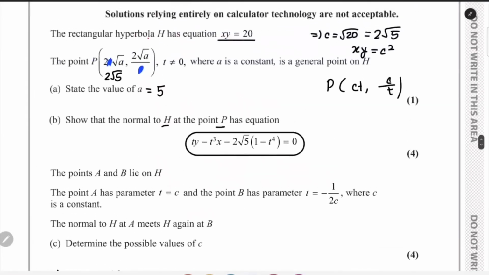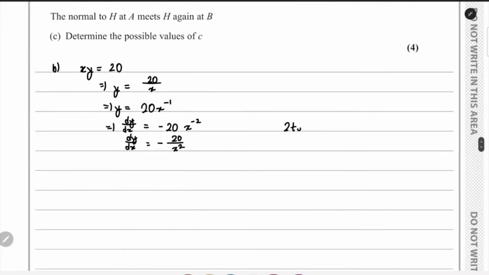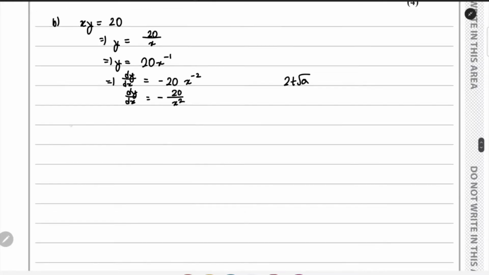Now I know the x coordinate of P. This is 2t root a. I have to square it. So the gradient of the tangent is minus 20 divided by, a is 5, so 2 root 5 whole squared, which is 20, and we have t squared over here. This is the gradient of the tangent. This is minus 1 by t squared.